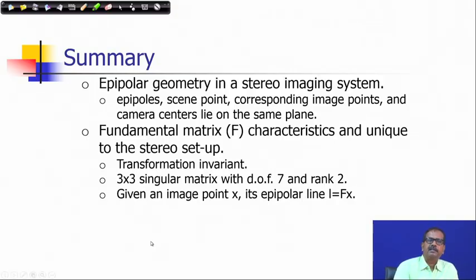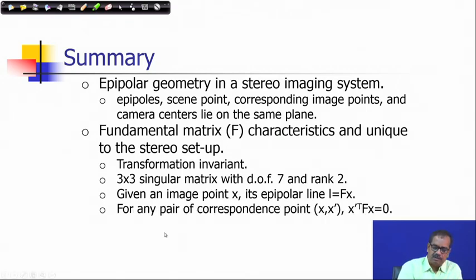And its function is that it transforms an image point into its epipolar line in the second camera plane, second image plane. And the relationship is that you have to multiply the fundamental matrix with the image point in the homogeneous coordinate representation, then you will get a line in the homogeneous coordinate representation in the image plane. And for any pair of corresponding points, you get this relationship: x prime transpose F x should be equal to 0.